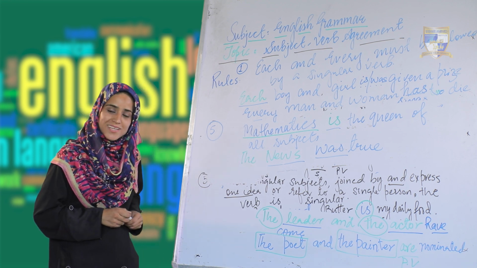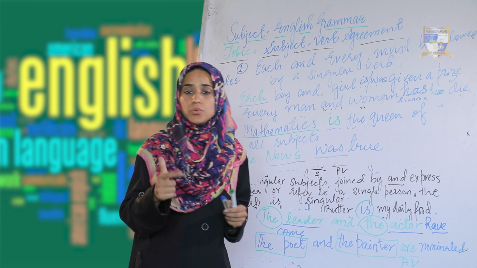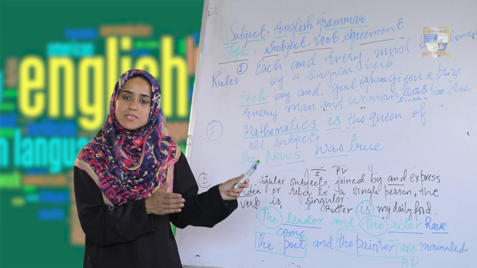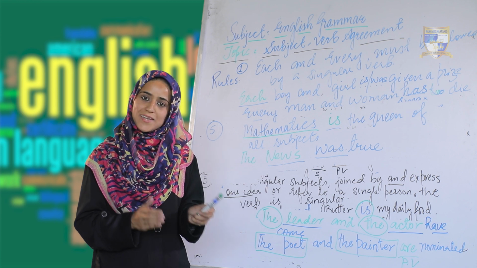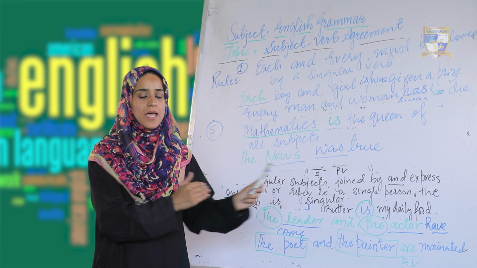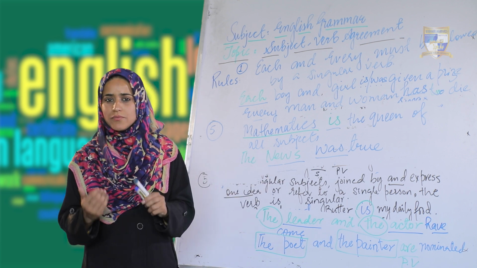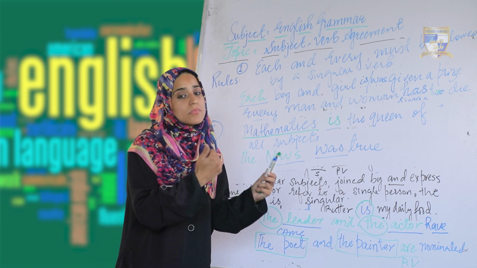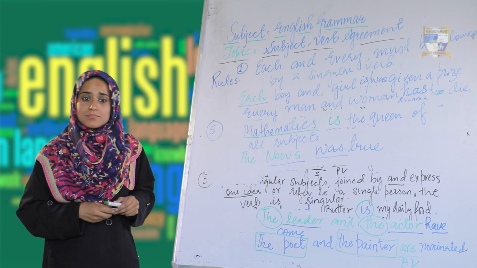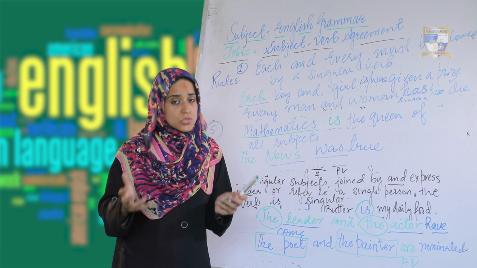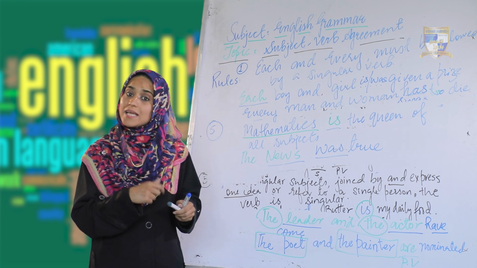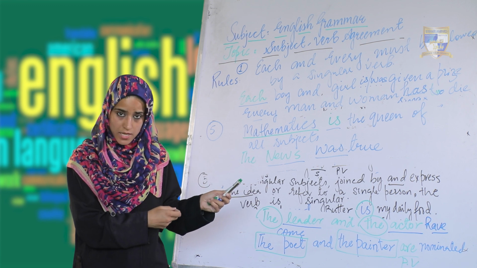So let's recapitulate the main points. The first rule of subject-verb agreement was that a verb must agree with its subject in number and person. If you have a singular noun, the verb must be singular, and if you have a plural noun, the verb must be plural. The second rule says that two subjects joined together by and must take a plural verb. For example, rice and wheat have been sold here.